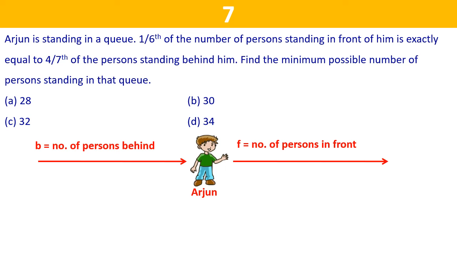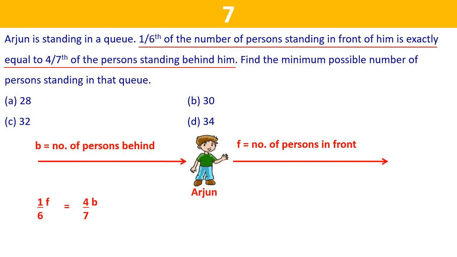It is said that 1/6 of the number of persons standing in front of him is equal to 4/7 of the persons standing behind him. So how will the equation be? The equation will be something like this: 1/6 of F is equal to 4/7 of B. Solving this, we get the ratio of F by B as 24/7. It means if 24 persons are standing in front of him then 7 persons are standing behind him, or if 48 persons are standing in front then 14 persons are standing behind, and so on.